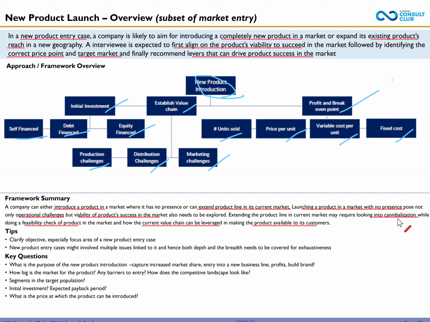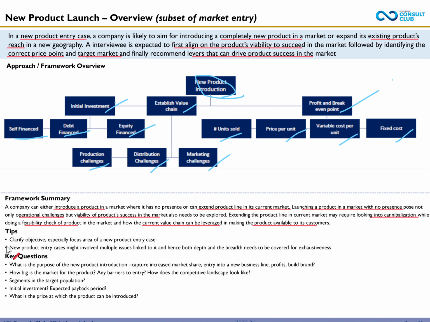This is how you figure out cannibalization, by doing a feasibility check of the product in the market, and how the current value chain can be leveraged. So you can look into how you can leverage your current value chain and provide a synergy effect to help launch this new product in the market.